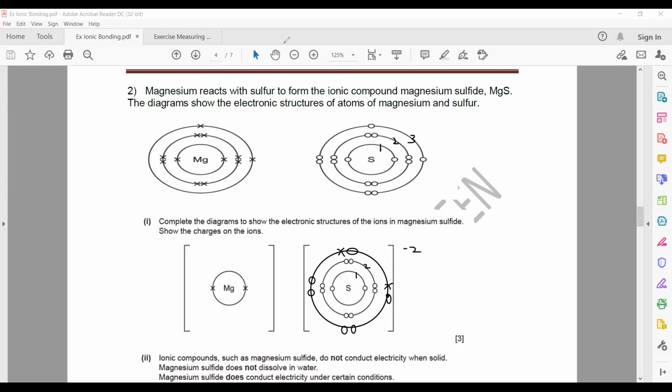And here magnesium loses its last shell electrons. The charge will be +2. Is it clear? So I did not draw any extra shell. It was there in the first figure and I just completed the figure to show that sulfur gains 2 electrons. Is it clear?